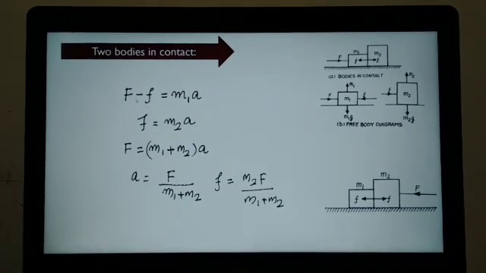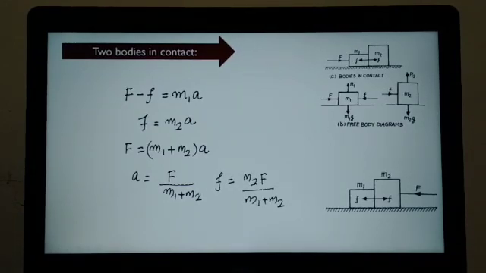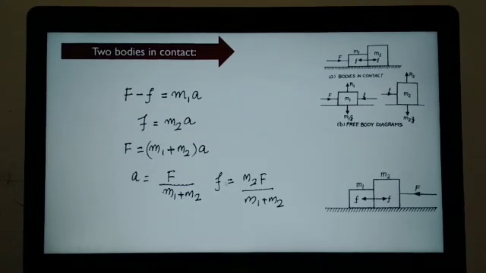So this f you can replace by m2a. What will happen? F minus m2a is equal to m1a, and minus m2a you can take to the right hand side. So F is equal to m1a plus m2a, that I have written here as F is equal to (m1 plus m2) into a. Therefore a is equal to F divided by (m1 plus m2). And what is small f? The contact force. Contact force is m2a, and since a is equal to F divided by (m1 plus m2), f is equal to m2F divided by (m1 plus m2). Is it okay?